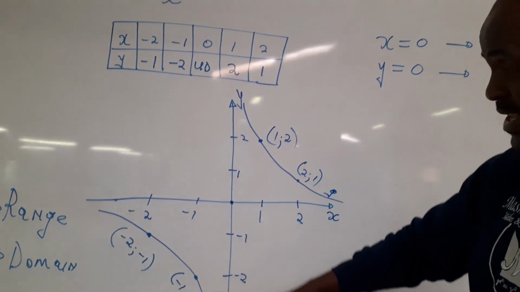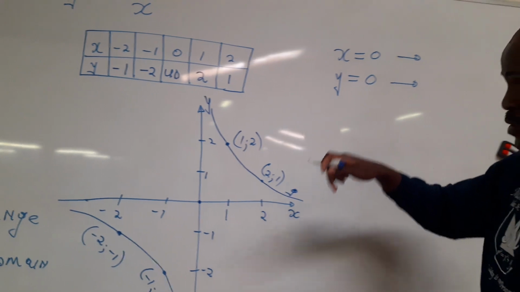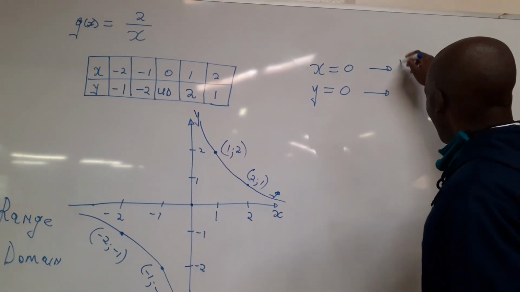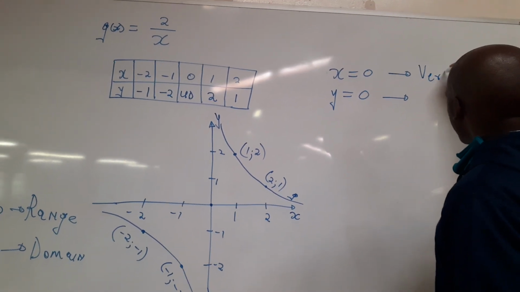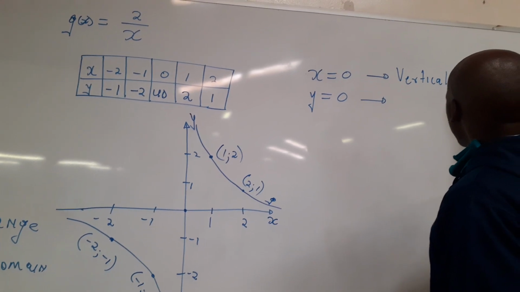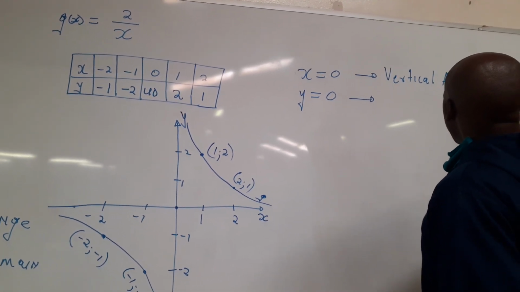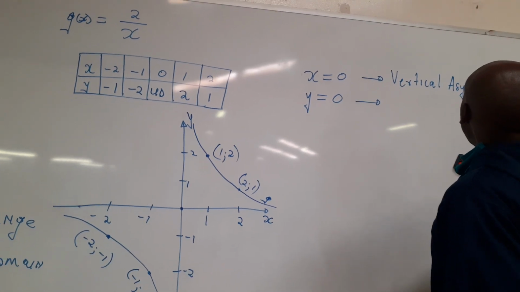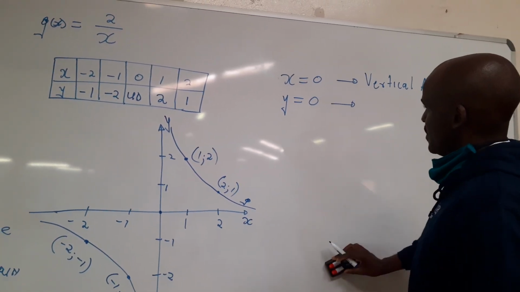That's a vertical line. So that means it's a vertical asymptote.